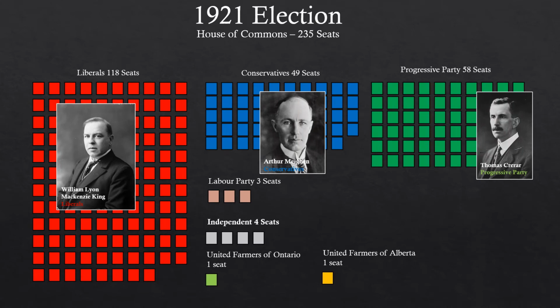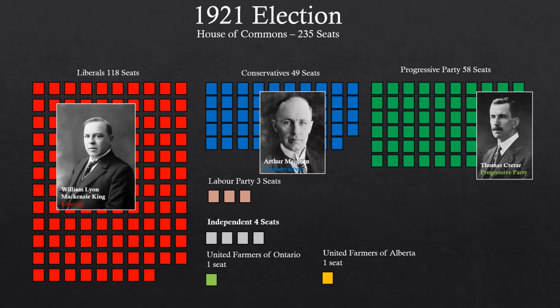So the Liberals won a narrow majority in the 1921 election with William Lyon Mackenzie King as the Liberal leader. They won 118 seats, the exact number you needed for a majority government. And the Conservatives suffered a pretty massive defeat, going from 153 seats to just 49 seats. We also see the rise of a brand new party, the Progressive Party under Thomas Crerar, at 58 seats. And then we see these other smaller parties, such as the Labour Party, the United Farmers of Ontario, the United Farmers of Alberta, and then there were 4 independent seats.